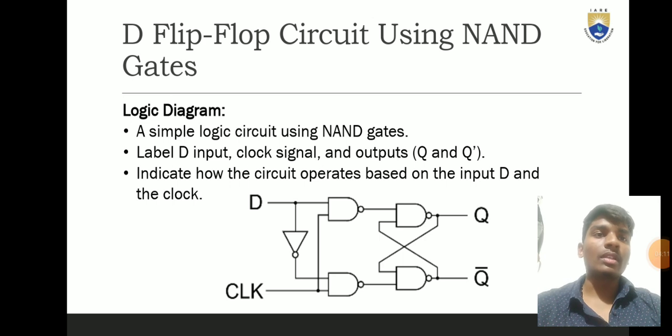So, D flip flop circuit using NAND gates. Logic diagram, a simple logic circuit using NAND gates. These are the four NAND gates and one NOT gate. Label D as the input signal, clock C as the clock, and outputs are Q and Q dash. This indicates the circuit operates based on D and clock.